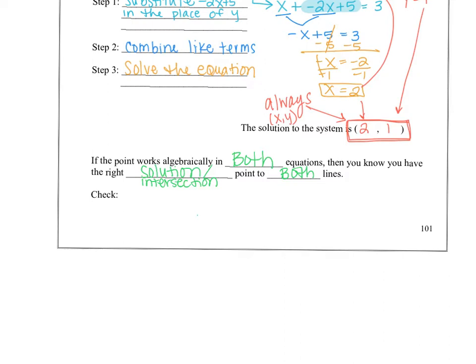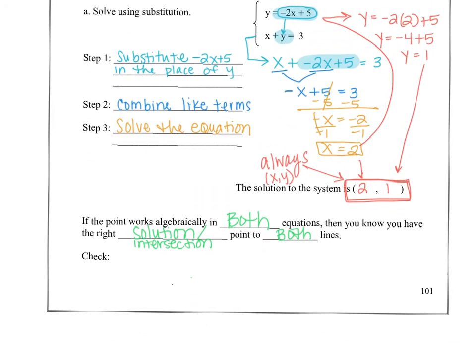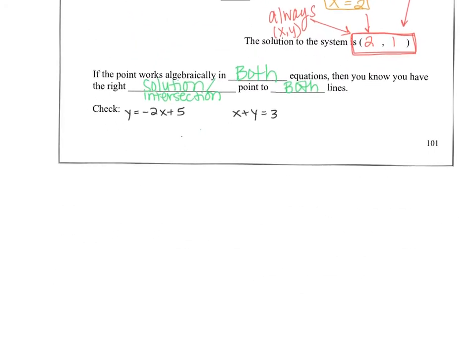So the way you would check that to see if that equation works, not this color, not really sure how to work this yet, guys, is you plug it into both of them. So your first equation was y equals negative 2x plus 5. Your other equation was x plus y equals 3. And you're going to check to see if the point you just found works in both lines.